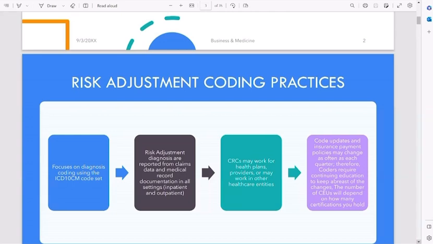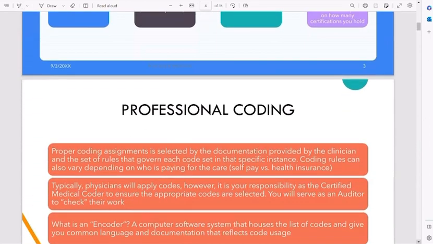Risk adjustment diagnoses are reported from claims and medical record documentation in all settings, inpatient and outpatient. We know inpatient is when you get admitted to the hospital. Outpatient is you're just going to see the doctor, going to a doctor's appointment, or maybe an outpatient one-day surgery. CRCs, which are certified risk adjustment coders, may work for health plans, work for providers, or work in other healthcare entities. Code updates and insurance payment policies may change as often as each quarter. Therefore, coders require continuing education to keep abreast of the changes. The number of CEUs that you have to have every 2 years depends on how many certifications you hold. The more certifications that you hold, the more CEUs you would need.